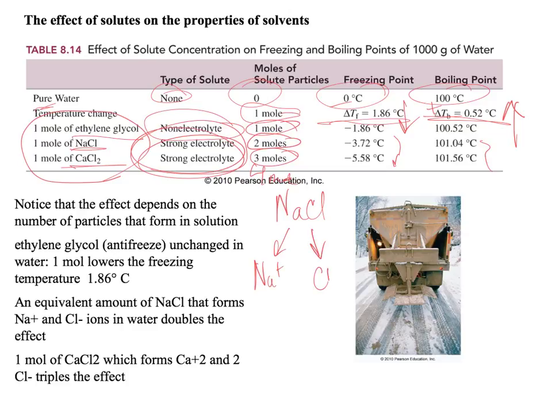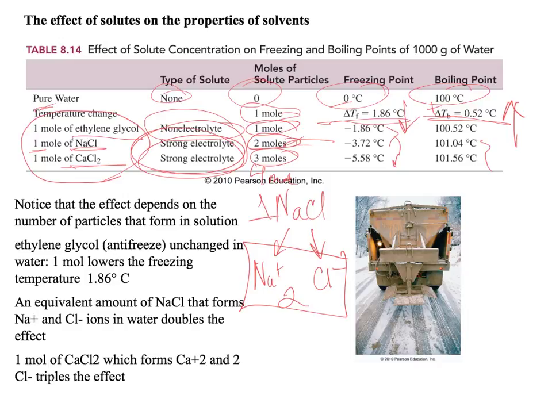Sodium gives you +1, chloride gives you -1. So for every 1 sodium chloride, you actually get two things. More bang for your buck, in other words. For every 1 mole of sodium chloride, you get 2 moles of solute particles. That's where that comes into play. And notice you have a double effect then.